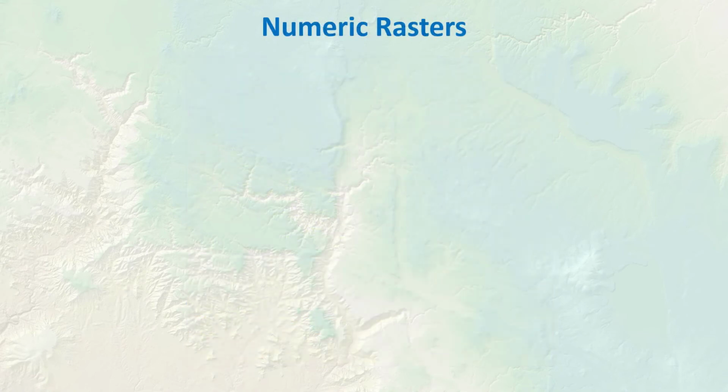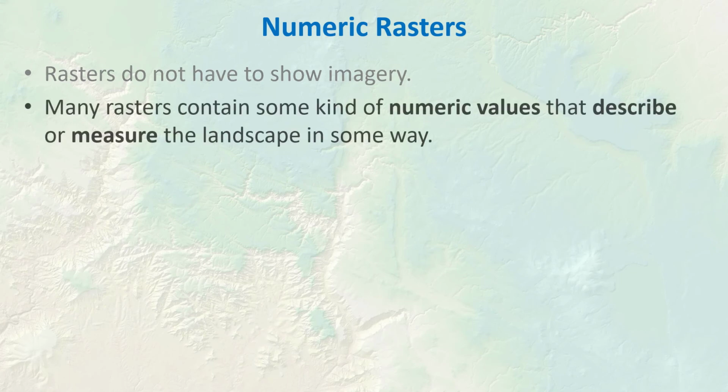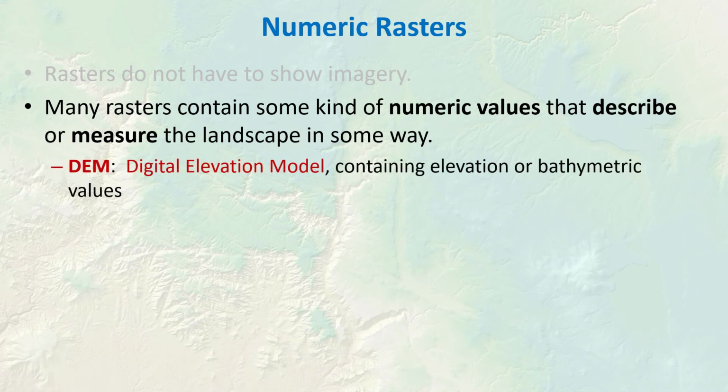Okay, so we've been discussing rasters so far as images mostly. Now, there are a whole broad category of rasters that have nothing to do with imagery, but they just describe the landscape and various metrics, and so we just call these numeric rasters. So rasters don't have to show imagery. You can describe the landscape in any number of ways. One of the most common is just by elevation, where every pixel has the elevation within that area. They call this a digital elevation model, or DEM. Sometimes they call it a DTM for digital terrain model.